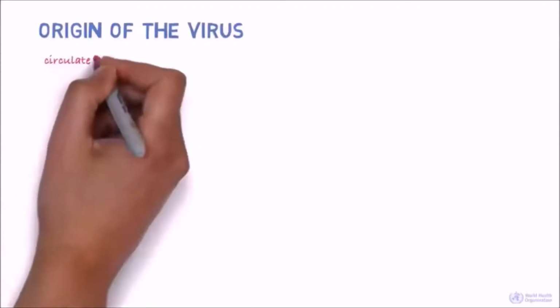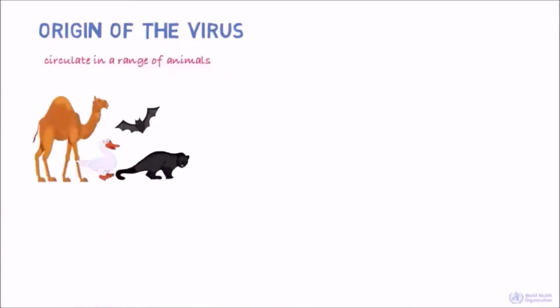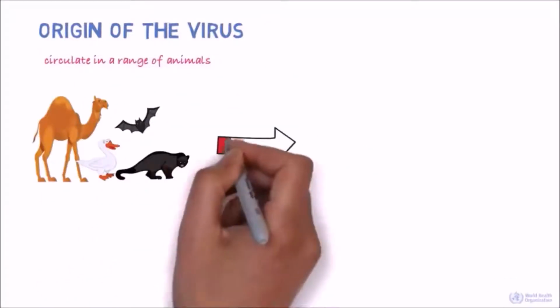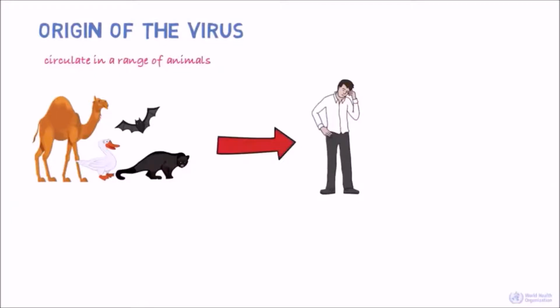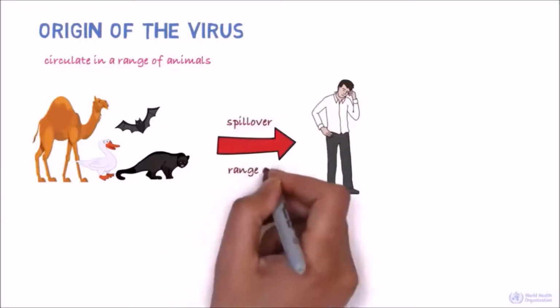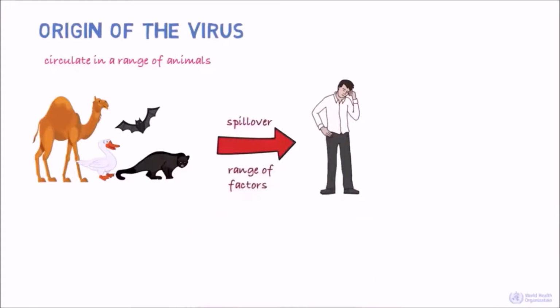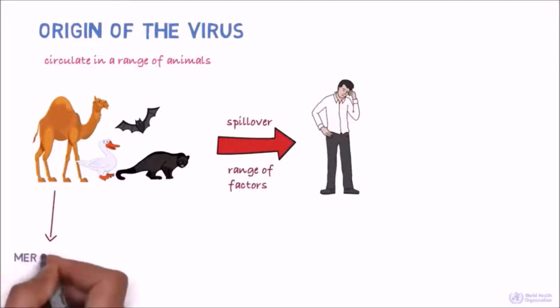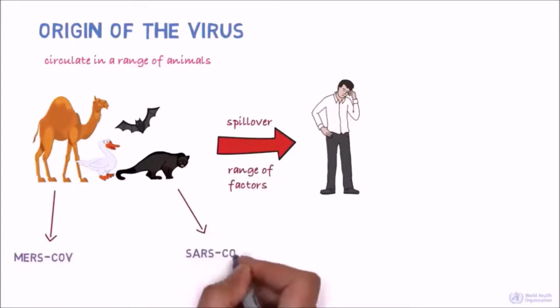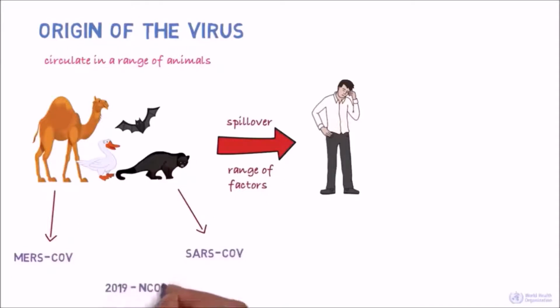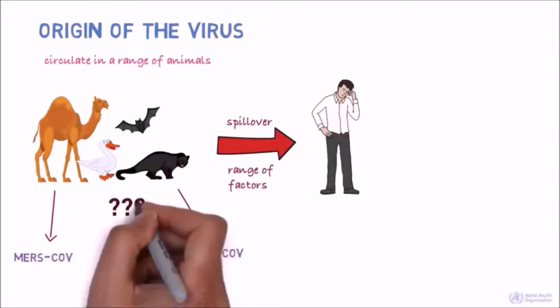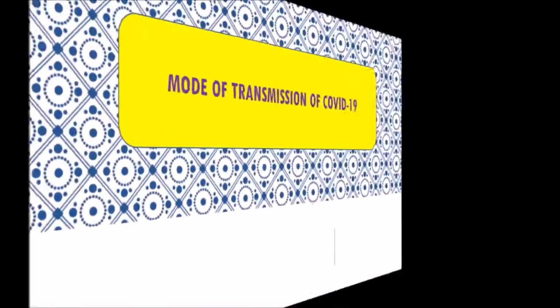So, where did the virus come from? It's known that coronaviruses circulate in a range of animals. Sometimes these viruses can make the jump from animals to humans. This is called a spillover and could be due to a range of factors such as mutations in the virus or increased contact between humans and animals. For example, MERS-CoV is known to be transmitted from camels and SARS-CoV from civet cats. The animal reservoir of the 2019 novel coronavirus is not known yet.